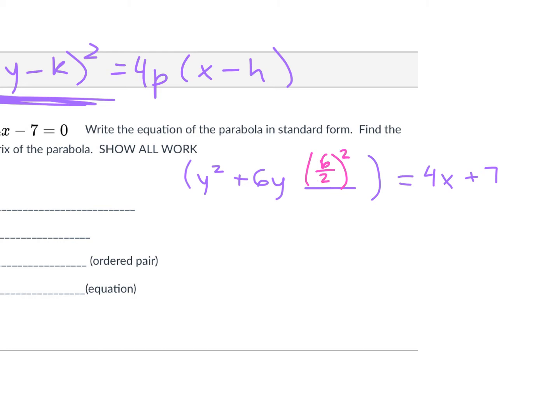6/2 squared. So 6/2 is 3. 3 squared is 9. So I'm adding 9 in here. I got to add 9 on the right side also. Now I'm going to have my parentheses squared. What's going to go in my parentheses?